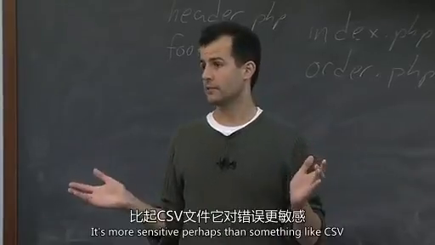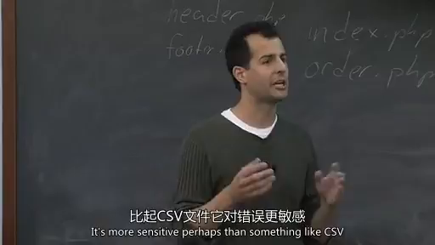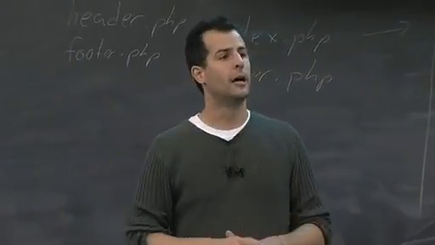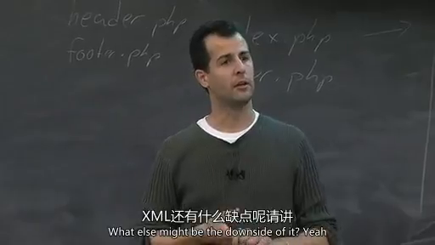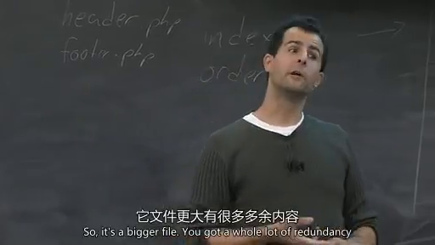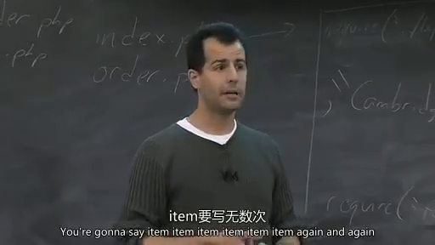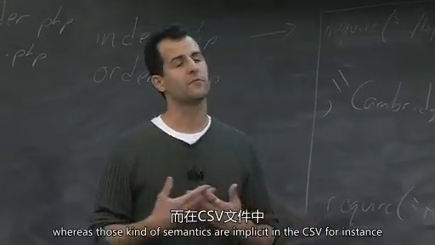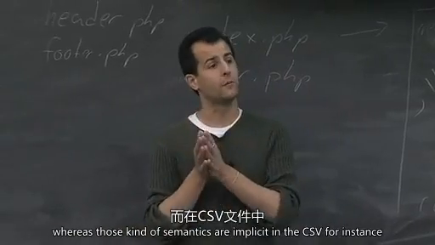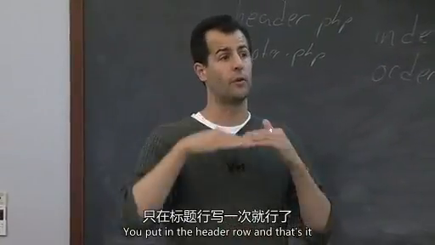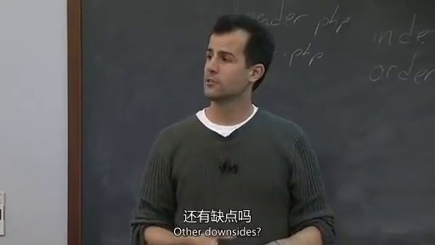So that's one downside. It's more sensitive, perhaps, than something like CSV, where you can see the rows in your Excel file or whatever. What else might be a downside of it? Yeah. So it's a bigger file. You've got a whole lot of redundancy. You're going to say item, item, item, item, item, item again and again, whereas those kinds of semantics are implicit in a CSV, for instance, by just what column some piece of data is in. You put it in the header row and that's it. Other downsides?